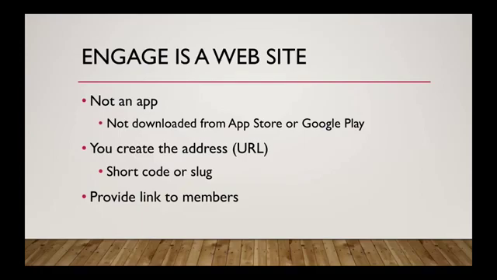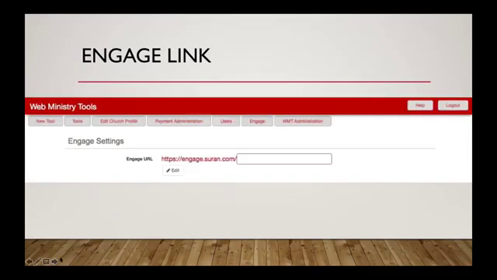And so you create the address for the website that your church uses by providing a short code. Sometimes I call it a slug, but it's a little bit of text that is easy to remember, but also uniquely identifies your church. And then when you've created that, you provide that link to your members, and that's what gives them access to the Engage site.